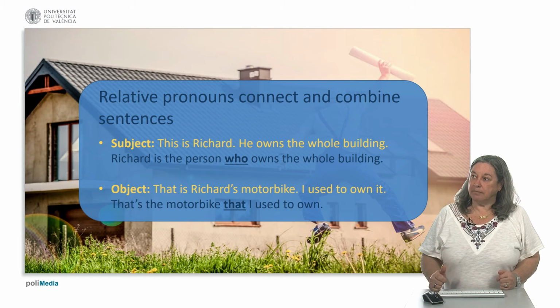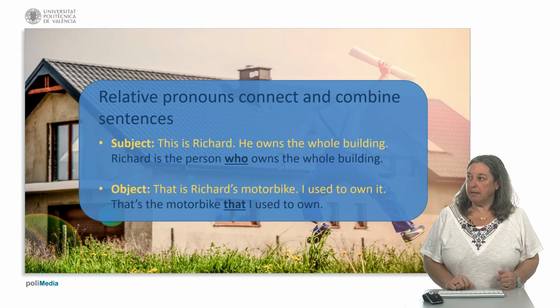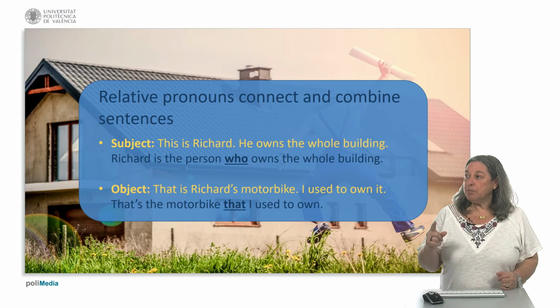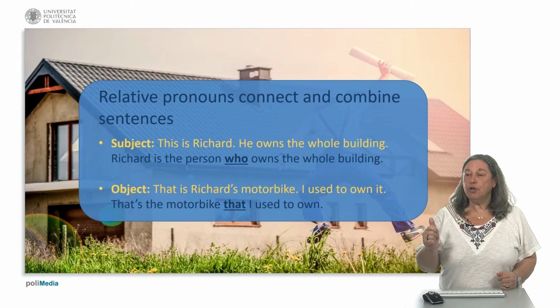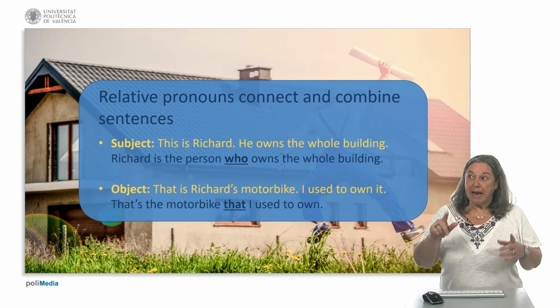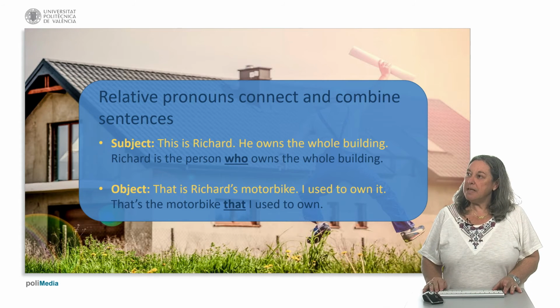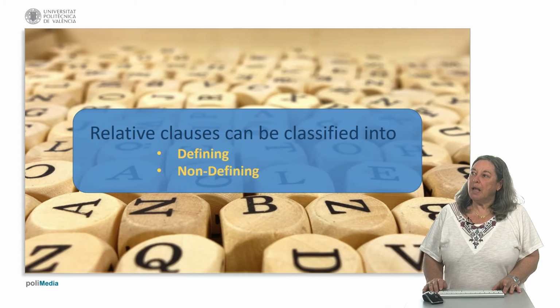When it's an object, that is Richard's motorbike. I used to own it. That's the motorbike that I used to own. But now it belongs to Richard. Okay? Now let's see more examples.